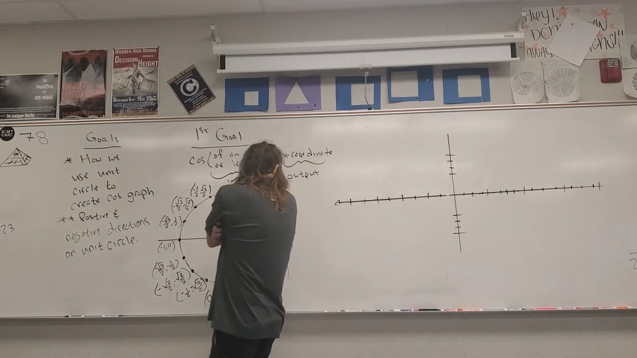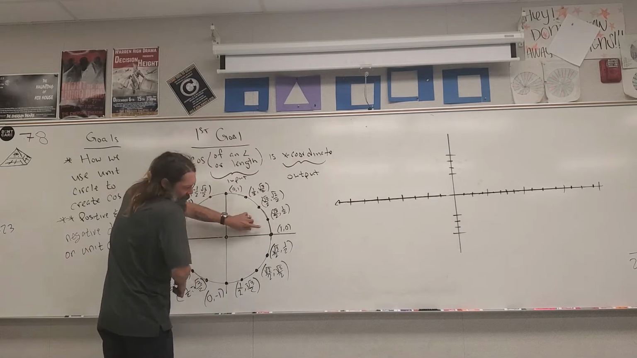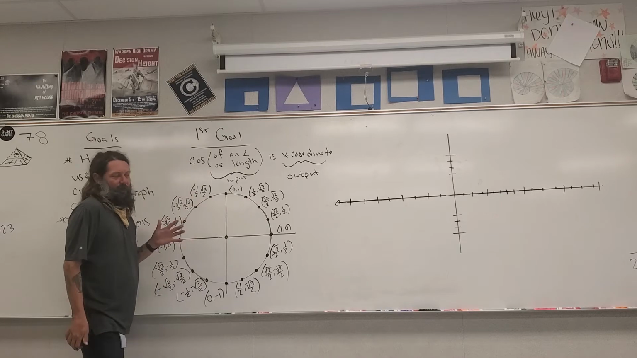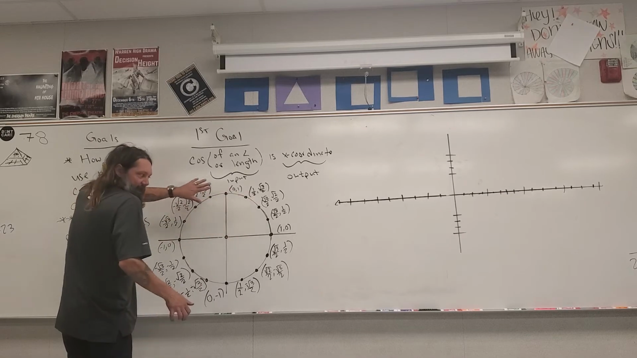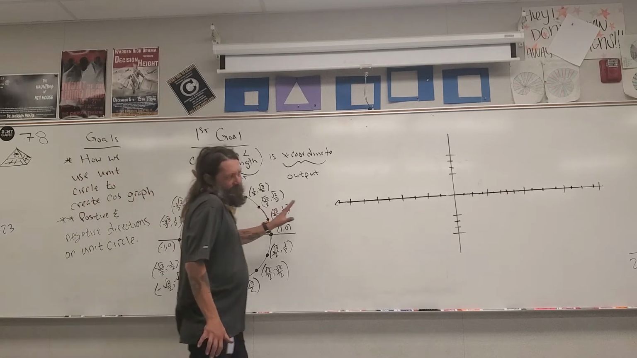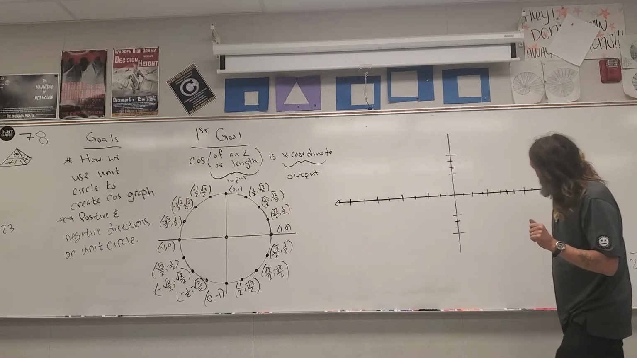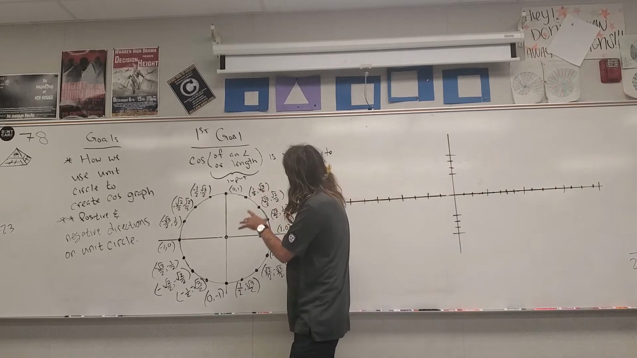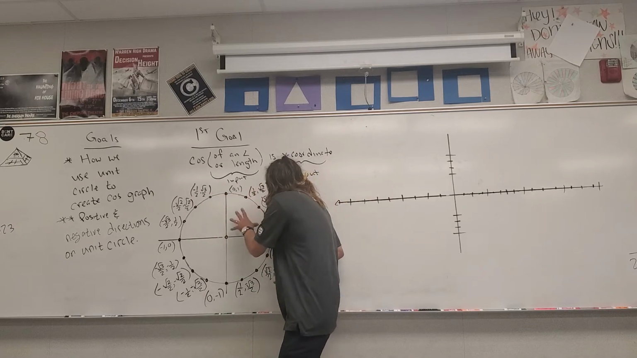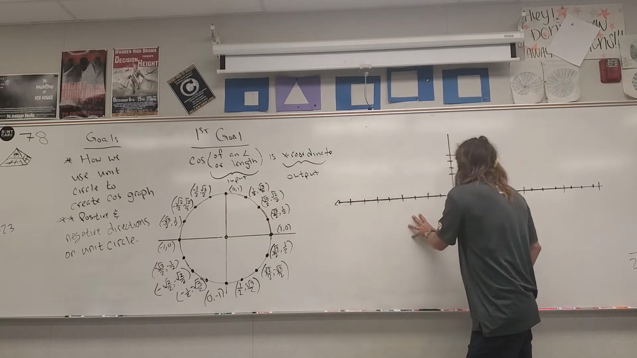And I've drawn the unit circle. I didn't include the lengths and I didn't include the angles, but I have the ordered pairs. And then I drew a blank graph. And I hope to explain how the graph of cosine transfers from this onto this.